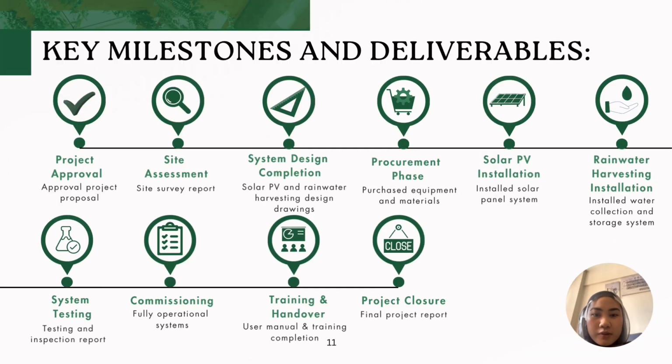Next, we move on to the key milestones and deliverables. This project starts with project approval, where the proposal is approved, and then moves on to the site assessment, where the site survey report is done. After that we have system design completion and the procurement phase, where materials and equipment are purchased. After procurement, we have the installation of the solar PV and rainwater harvesting systems. After that, we have system testing, where we test and inspect the report, and then commissioning, training, and handover. After training and handover, we close the project, where the final project report is submitted.